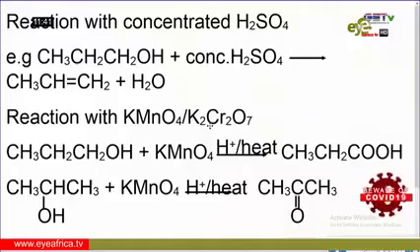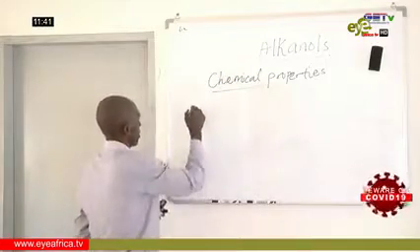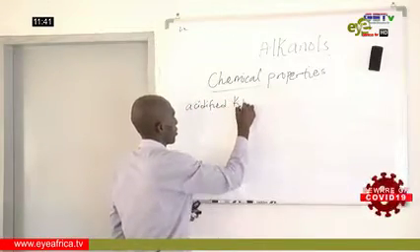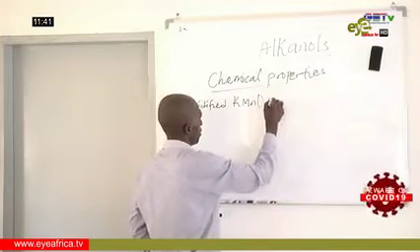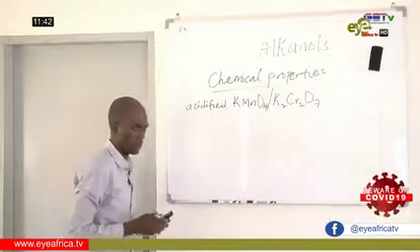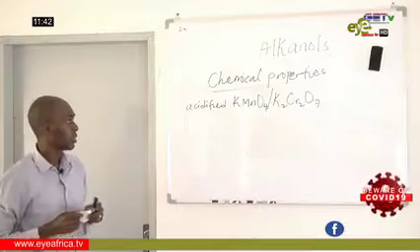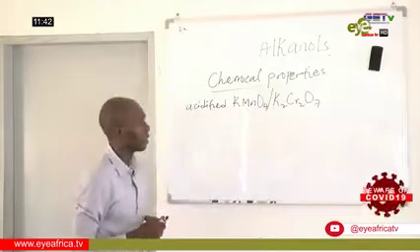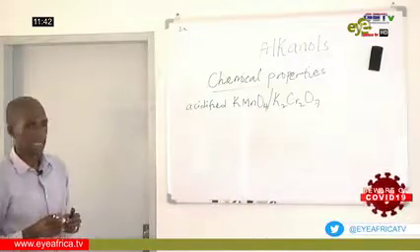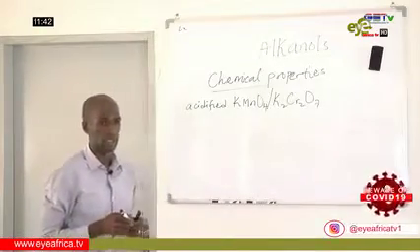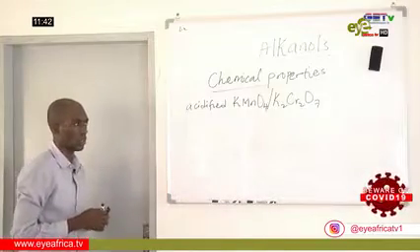Another reaction of alkanols we're going to look at is reacting with oxidizing agents, that is acidified potassium permanganate or potassium dichromate. Alcohols or alkanols are oxidized by strong oxidizing agents to produce either acids or alkanals, depending on what type of alcohol it is, whether it's a primary alcohol, secondary alcohol or tertiary alcohol.